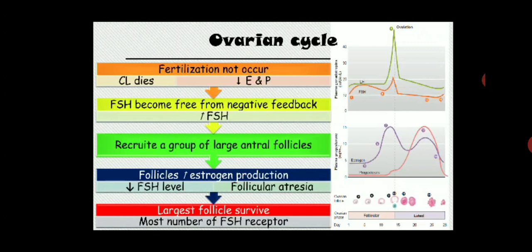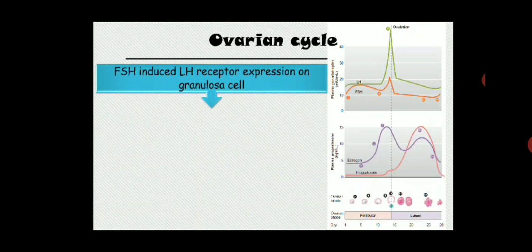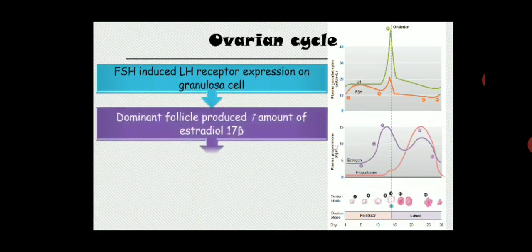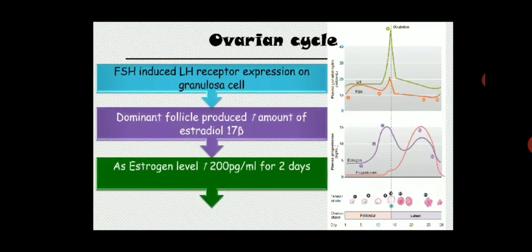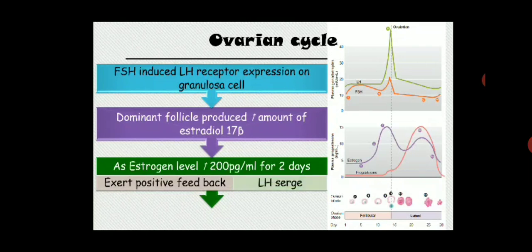Got it? Now the one largest follicle that survives will go through FSH induced growth, and FSH induced LH receptor expression over the granulosa cells, right? So the dominant follicle will produce more and more estrogen, that is estradiol 17 beta, the active form of estrogen. As the estrogen level increases to more than 200 picogram per ml for 2 days, remember this is the level and duration, as the Graafian follicle starts secreting estrogen and the level reaches more than 200 picogram per ml for 2 days, then and only then it exerts a positive feedback cycle. In order to give a positive feedback, the estrogen level has to increase way more than its normal level. So it will exert the positive feedback cycle, and it will ensure the LH surge.